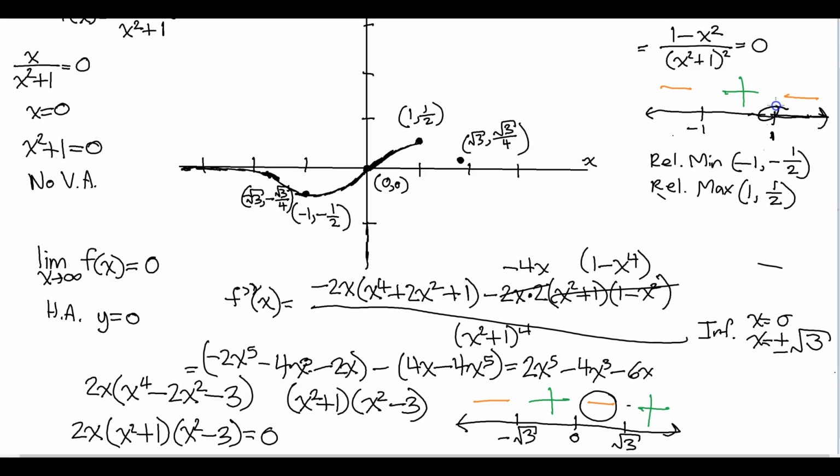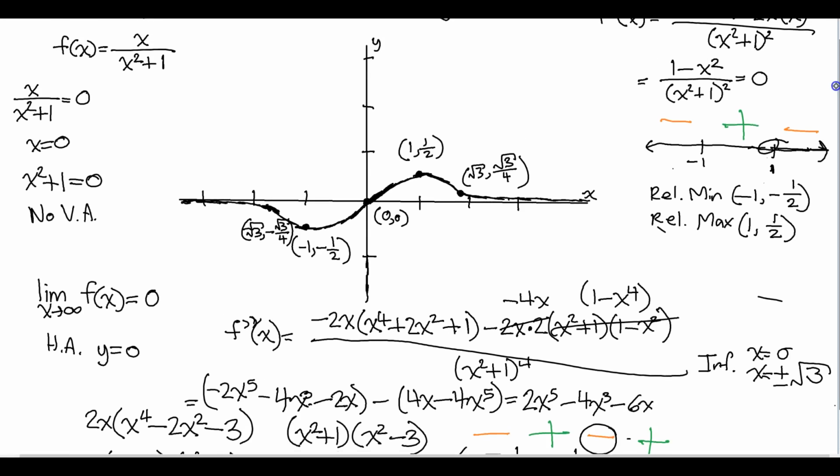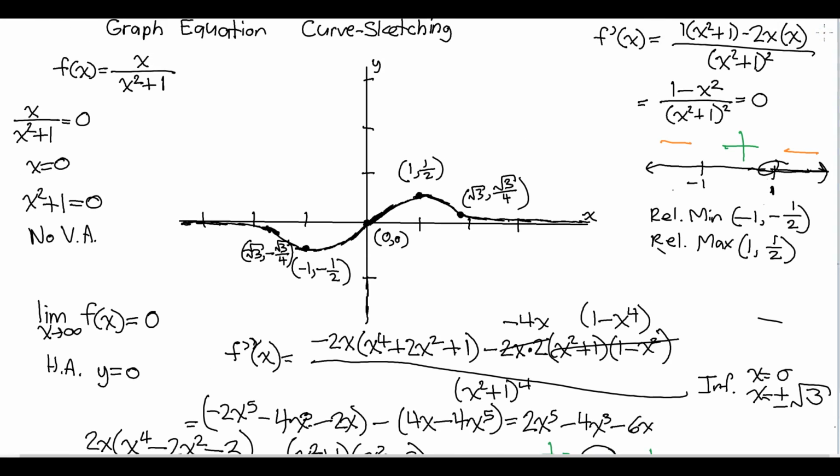At 1 comma 1/2, where it starts decreasing till it reaches this inflection point. This inflection point tells us it's going to be concave up till infinity. So we start to flatten out and start to approach 0. That's it. We just sketched the graph of x over x squared plus 1. It's sort of exhausting, but it's very satisfying once you're done.